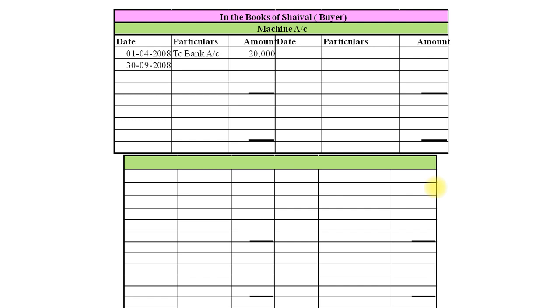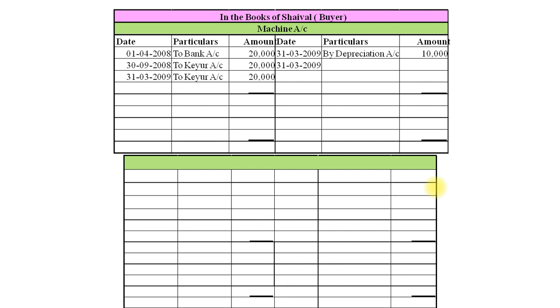So in the machine account, it will come to Keyur account, that is 20,000. The next entry will be of installment due only on 31/3/2009 to Keyur account, that is 20,000. After that, the depreciation entry on 31/3/2009 by depreciation 10,000. Here we will close it.